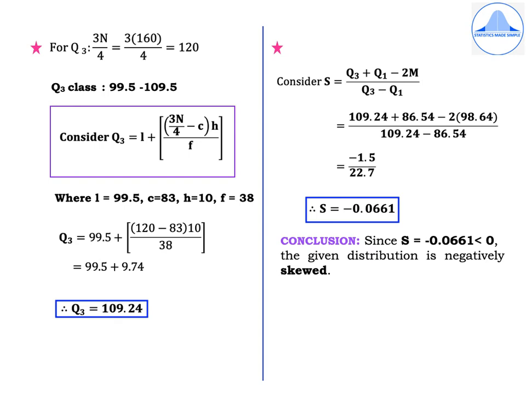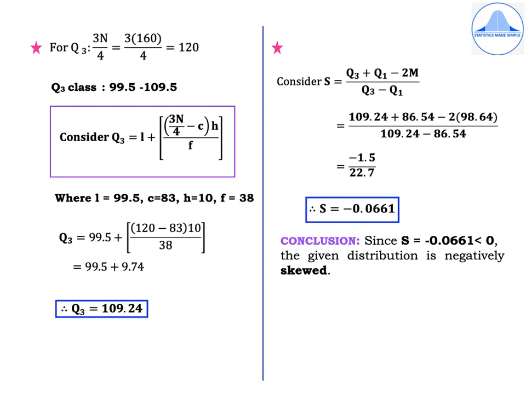For Q3, we have to calculate 3n by 4, which is 3 into 160 divided by 4, which is equal to 120. The value which is greater than 120 in the CF column is 121. So next to it, mark greater than 3n by 4. So the Q3 class is 99.5 to 109.5.